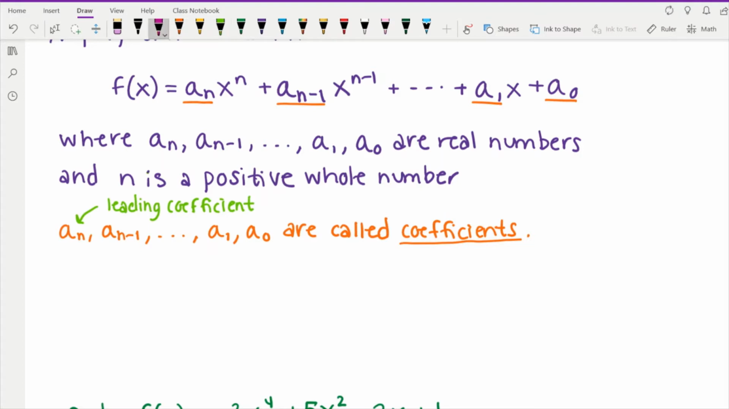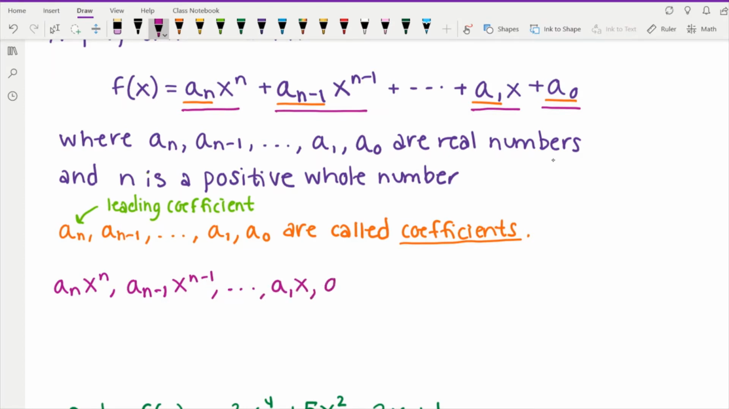Now, if instead of talking about just the numbers being multiplied with these powers of x, you want to instead refer to the entire piece that's being added up, those are called terms. So a_n x to the n, a_(n-1) x to the n minus 1, a_1 x, and a_0, those are called terms. And again, that's a word that I'm going to guess that you've seen before. Terms are basically just, within an expression, the different pieces that you're adding up.